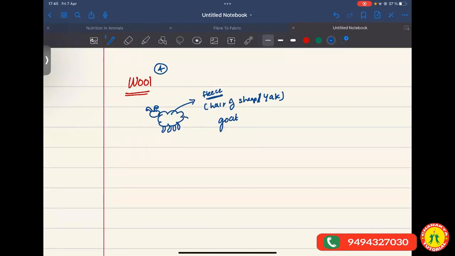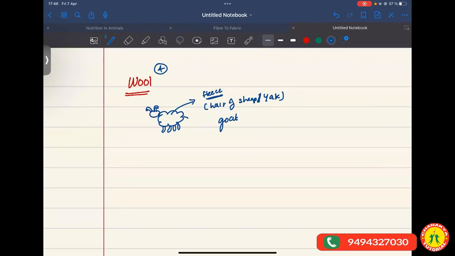Why should they have a lot of hair? Ma'am, it keeps them warm. Exactly, it keeps them warm, right? So why does a lot of hair keep them warm? When you put a blanket, why is it keeping you warm? When you're wearing clothes, why is it keeping you warm? It's because your cloth is made up of these hairs only, these woven threads or woven fibers. So when these fibers cluster together, they trap air.